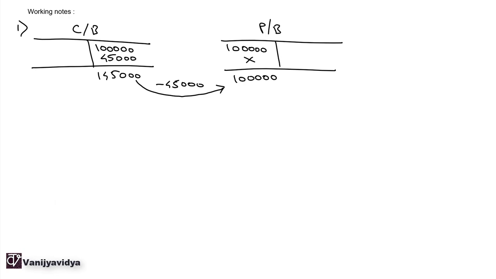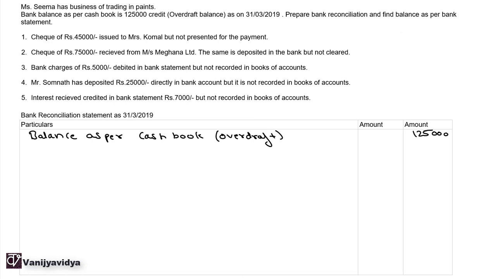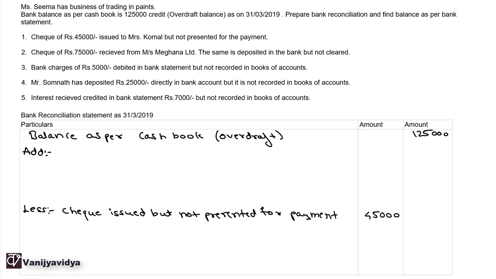Let's write this. Additions will be writing it here. So less check issued but not presented for payment 45,000. Next, second, check of rupees 75,000 received from Messrs. Meghna Limited. The same is deposited in the bank but not cleared.